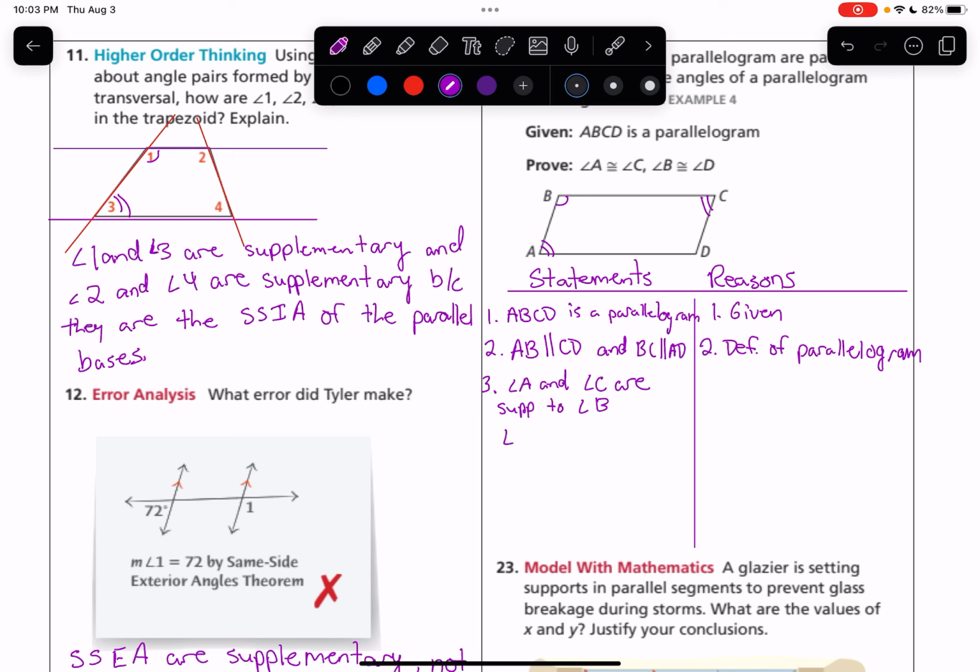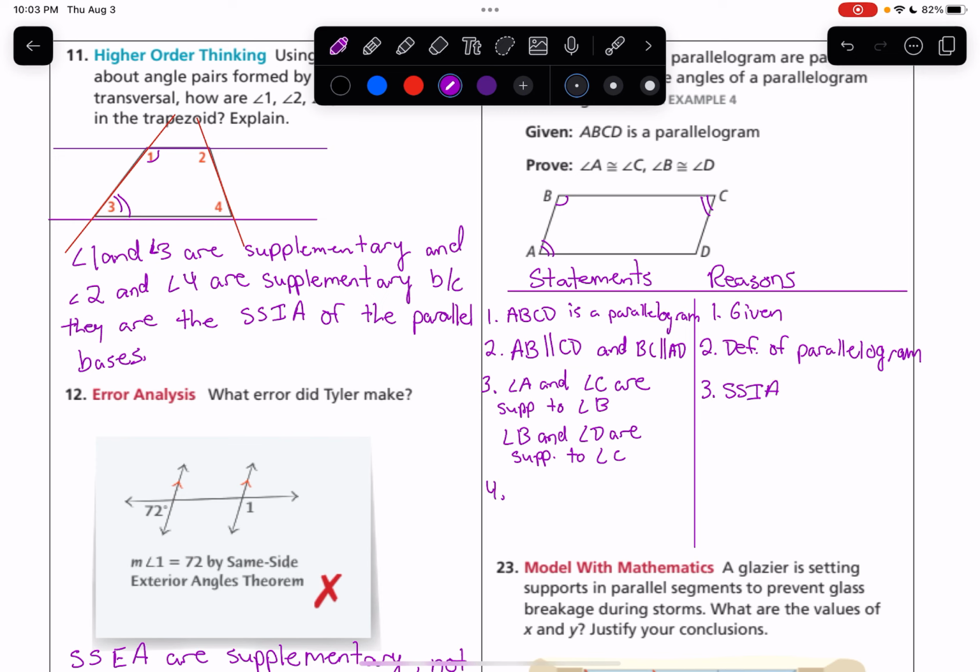Angle B and angle D are supplementary to angle C. And the reason for both of these is because we're using same side interior angles.